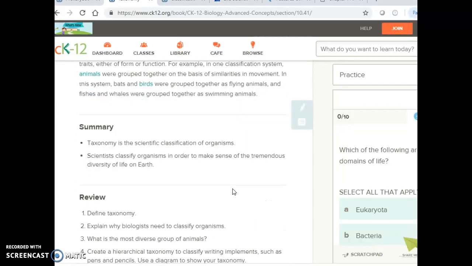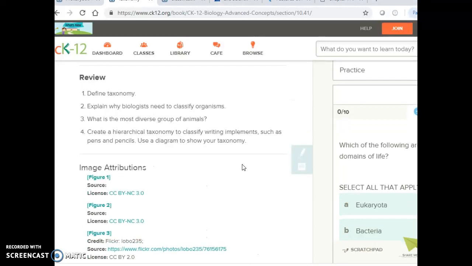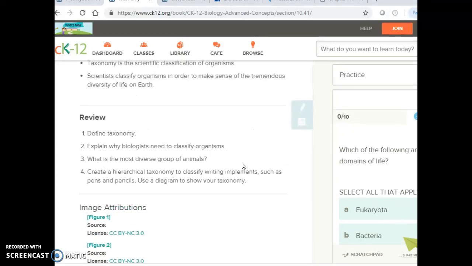And so this is a summary that taxonomy is a scientific classification of organisms, and they classify them to make sense of tremendous diversity on Earth. So you may want to be able to explain taxonomy, why biologists need to classify. We know that we classify in order to be able to define which organisms belong within a specific group, so that when we're studying for various types of diseases or just to get a better understanding of organisms, we know which ones fall within certain categories and why they have similar characteristics.